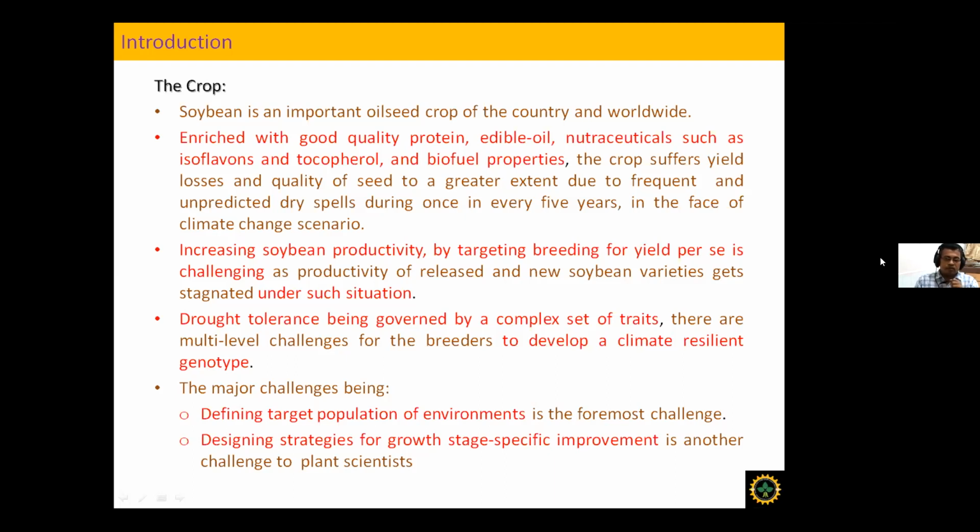Increasing soybean productivity by targeting breeding for yield per se is challenging, as productivity for release in new varieties gets stagnated under such situation. Drought tolerance being governed by a complex set of traits, there are multi-level challenges for the breeders to develop a climate-resilient genotype. The major challenges being defining target population of environments is the foremost challenge, and designing strategies for growth stage specific improvement is another important challenge to the plant scientists.